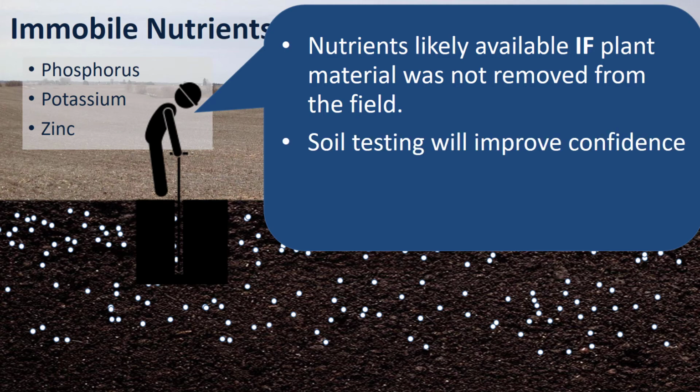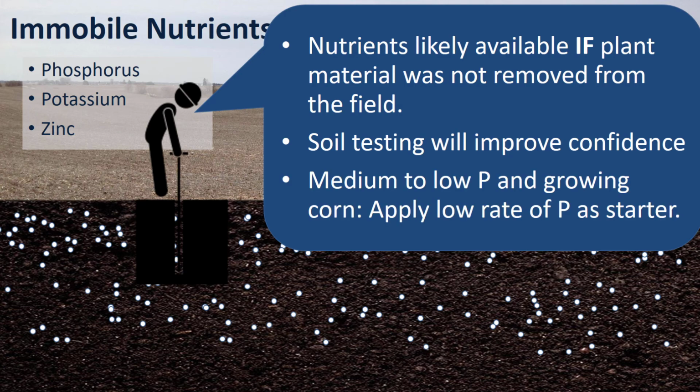However, the only way to really know what's there is to do some soil testing, to go out there and take those 0 to 6 inch samples, send them to the lab, and get the information back so we know how much of these nutrients, phosphorus, potassium, zinc, and other immobile nutrients, are still in that soil. And then just a rule of thumb: if we're going to be planting corn this next year and we had a medium to low phosphorus level in our soil, it's generally recommended to apply a small rate of phosphorus as a starter.